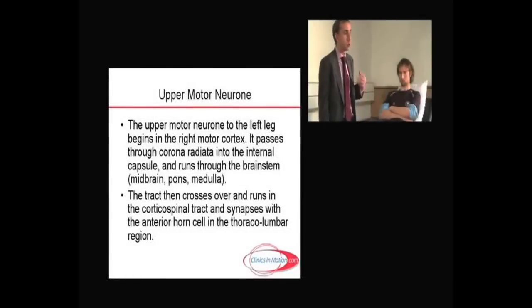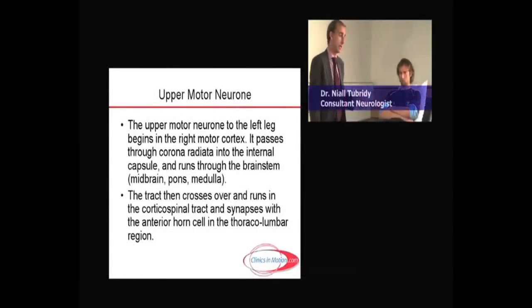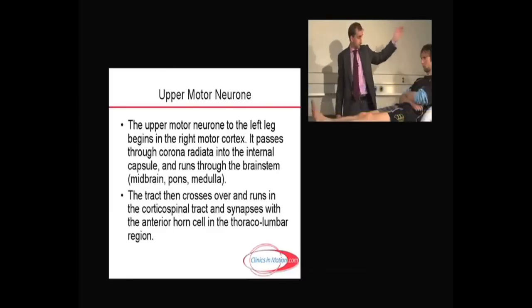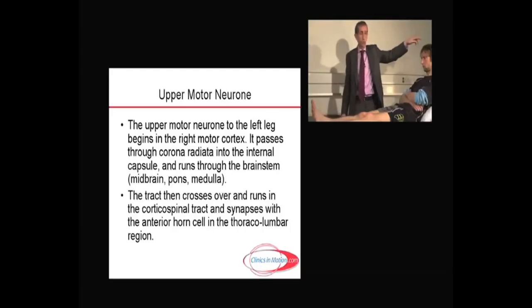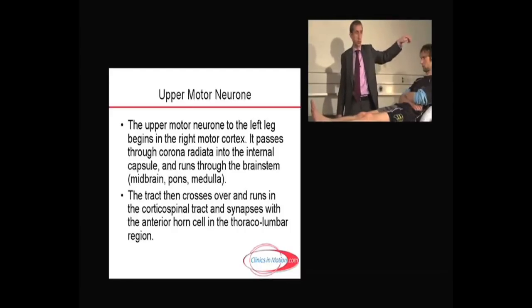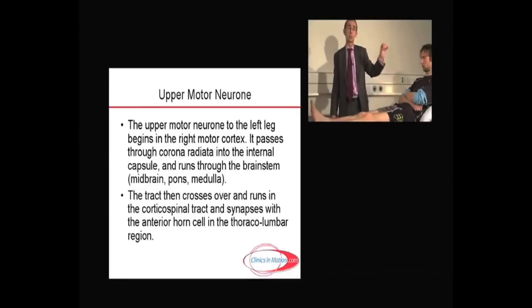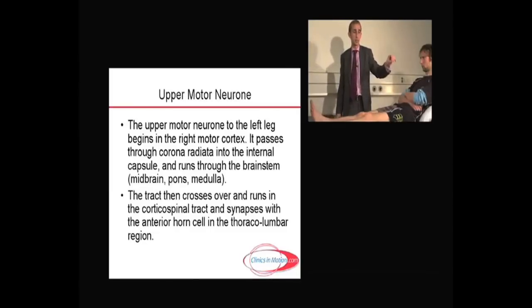Going to go on and do the motor examination of the lower limbs. Once again, I'm going to remind you that the upper motor neuron starts on the right motor cortex to Paddy's left leg, and it'll run from the motor cortex to the corona radiata, to the internal capsule, to the midbrain, pons, medulla, crossing over. The corticospinal tract, as it's now called, will run from the cortex to the spine, down throughout the spinal cord, down towards the thoracic and lumbar vertebrae where it synapses, and is no longer the upper motor neuron the minute it synapses on the anterior horn cell.